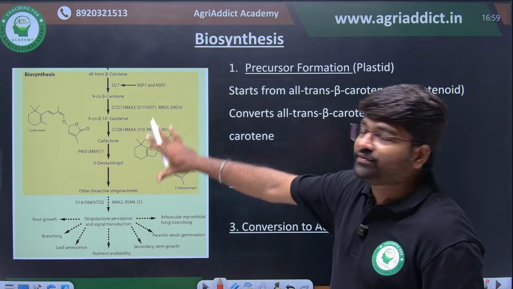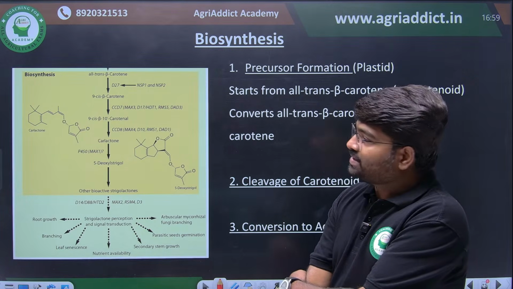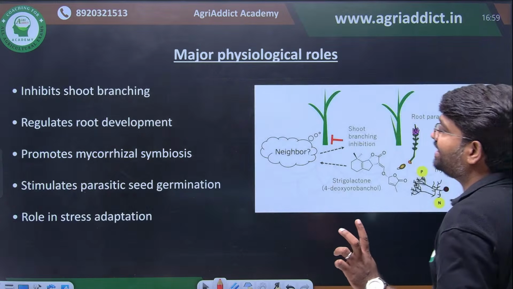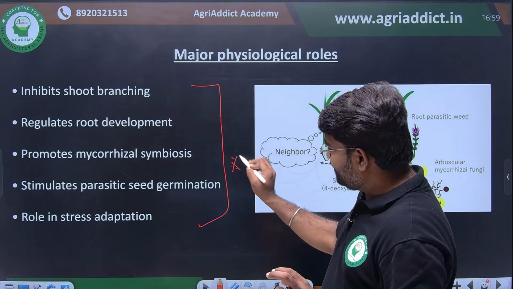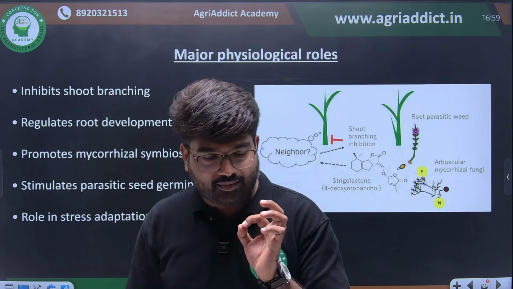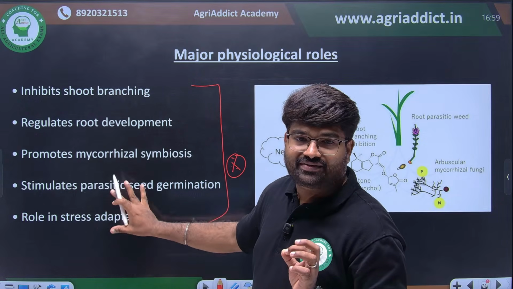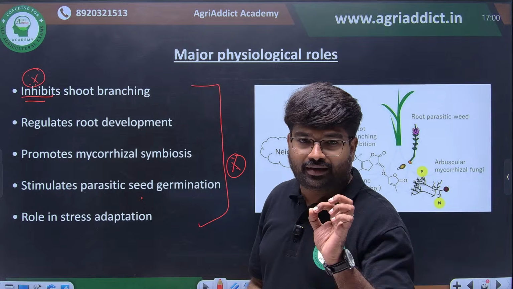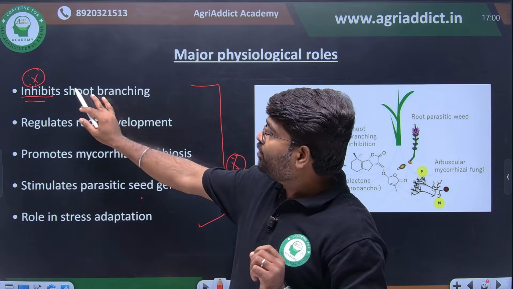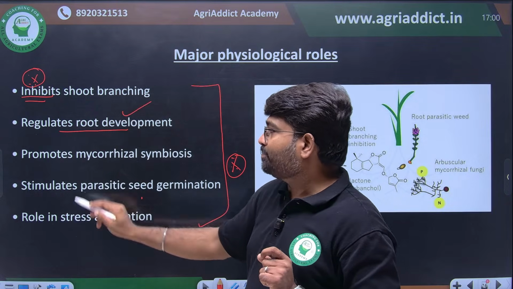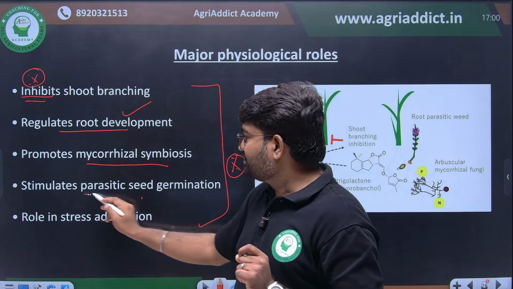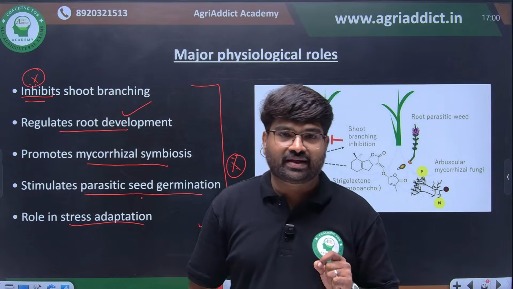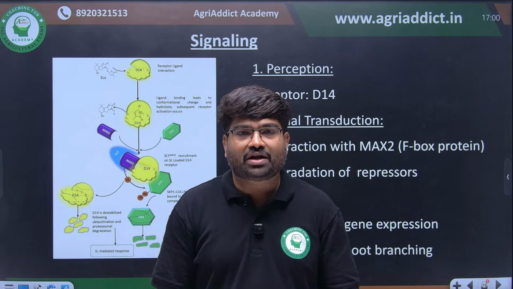Now we are going to see how strigolactones are biosynthesized. The major precursor for strigolactone biosynthesis is trans beta carotene. This is the key point you have to remember. The major physiological functions I will write and give to you, because every year they ask the same thing. These are the major important functions of strigolactone. First, strigolactone inhibits shoot branching. This is the key point: they will ask whether it promotes or inhibits. So strigolactone inhibits shoot branching. It regulates root development, promotes mycorrhizal symbiosis, promotes parasitic seed germination, and also plays a role in stress adaptation. These are the major physiological functions of strigolactone. Signaling is not that important, just remember what the receptor is.